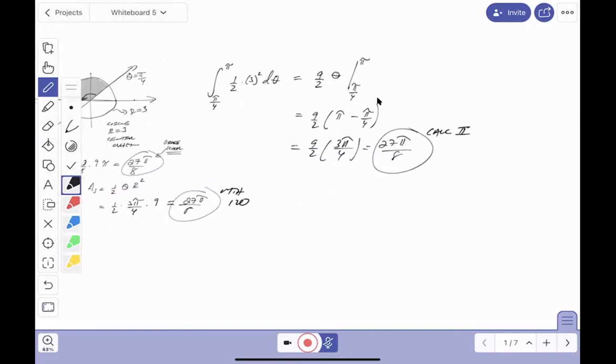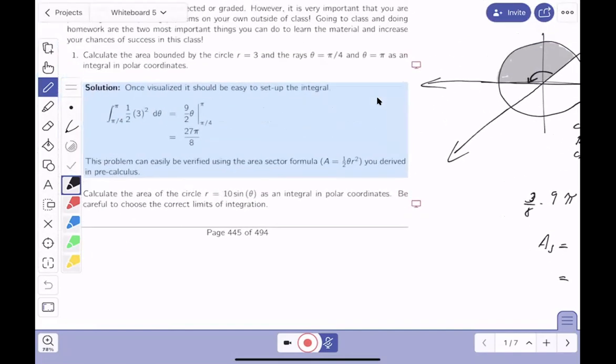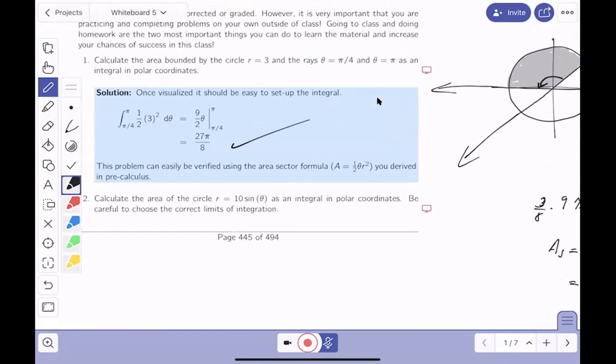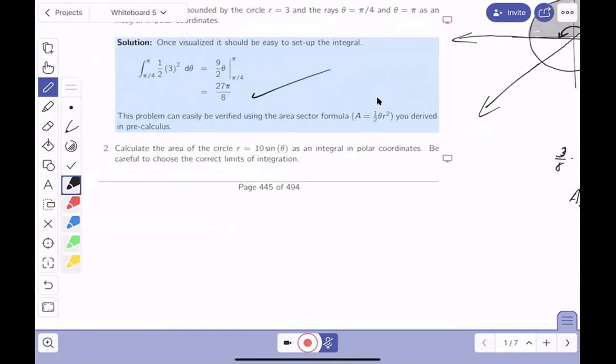All right, they're all giving me 27 pi over 8. Let's take a look. Bingo, got it. All right, let's do number 2. What does this one say? Calculate the area of a circle as an integral in polar coordinates.